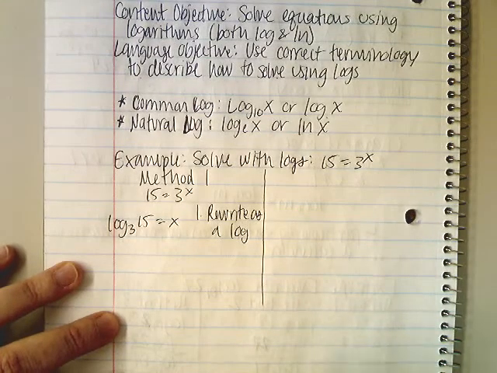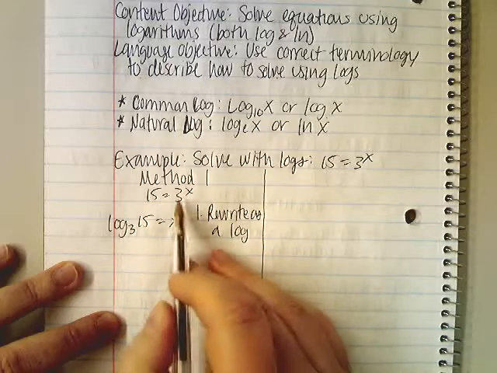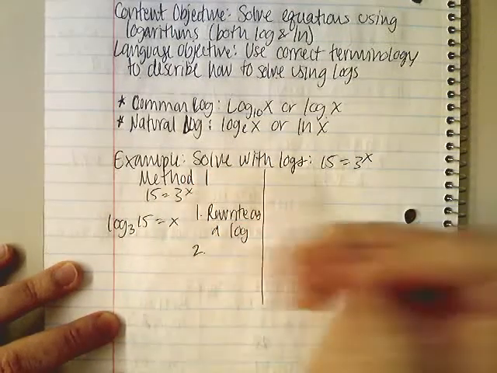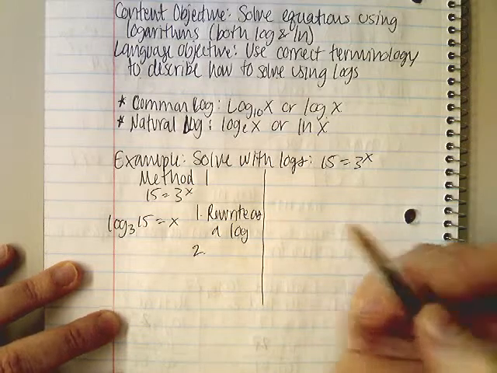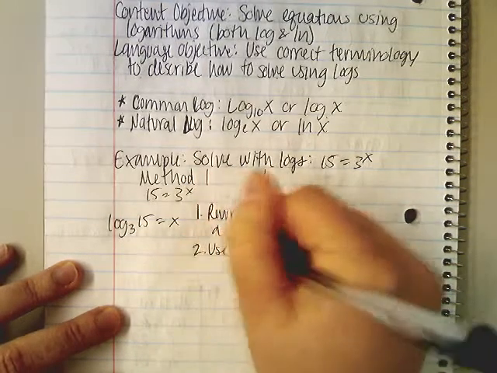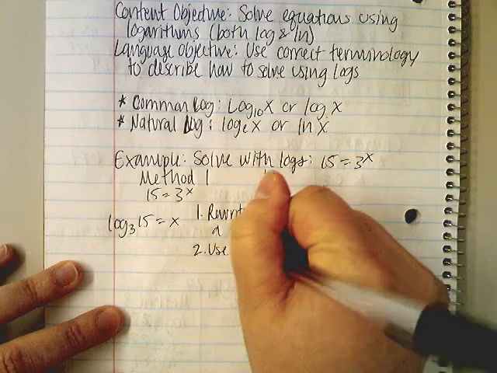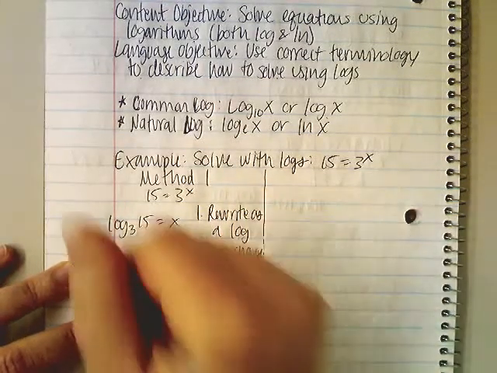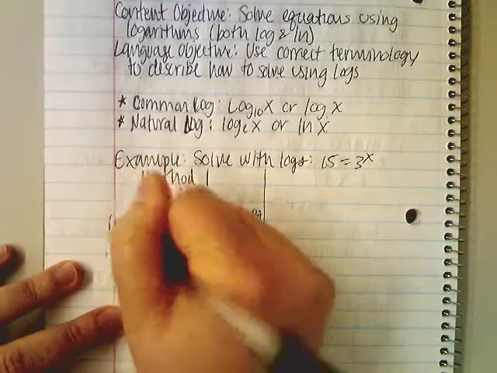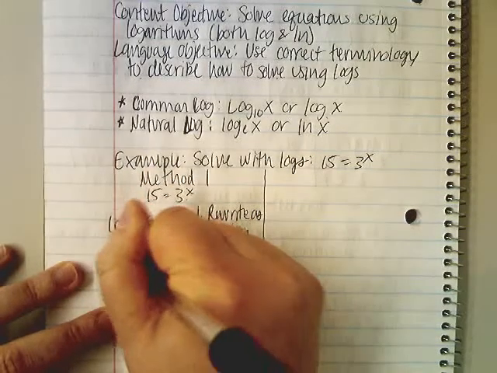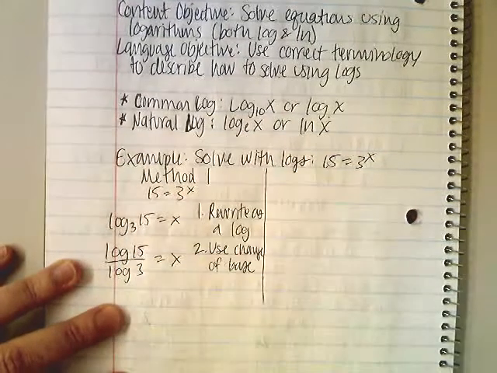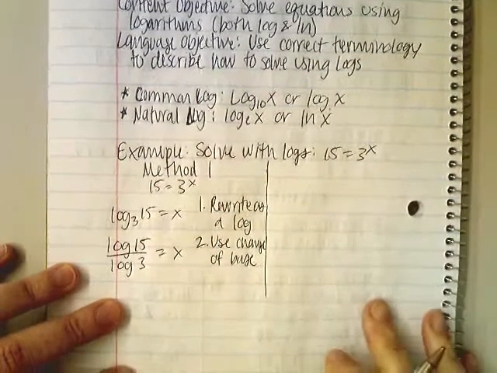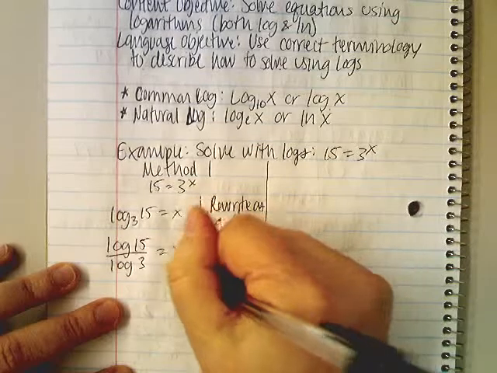Now to plug this into my calculator, since this is not an even number, 3 to a whole number power will not give me 15. So I'm going to rewrite using the change of base. When I do that, I end up with log 15 over log 3 equals x, because I want to be able to enter this on my calculator, so I want to have a log that's on my calculator. Then I'm going to evaluate it.